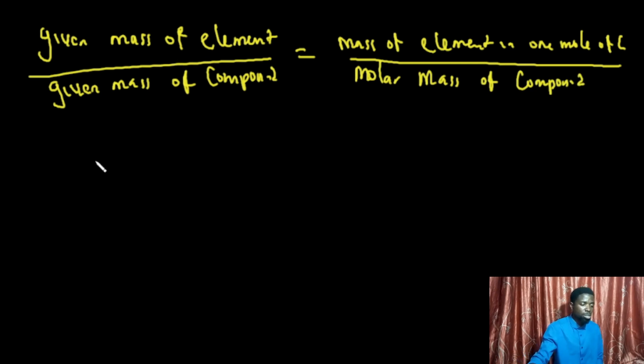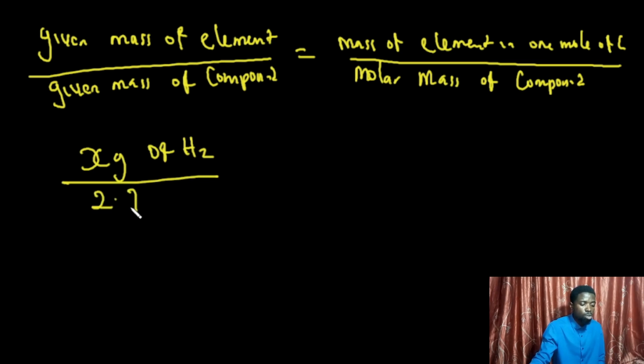So let's get the given mass of hydrogen. Now the given mass of hydrogen was not expressed in the question, but we can find it. X gram of hydrogen is going to equal the given mass of the compound, which in this question was 2.7, equals the mass of hydrogen. In H2O you have 2 hydrogen atoms and the atomic mass of hydrogen is 1, so 1 times 2, all over the molar mass of the compound, H2O, which is going to be 18 if you solve it.